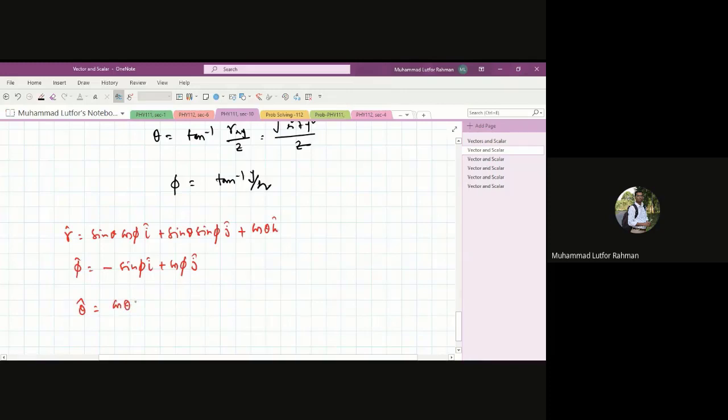and the theta head would be cos theta cos phi i head plus cos theta sine phi j head minus sine theta k head. So this would be the unit vectors in the case of the spherical coordinate system.